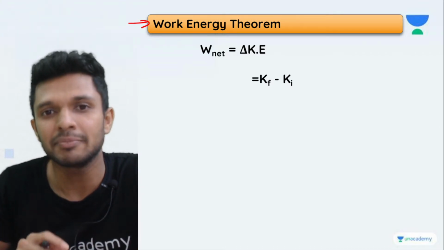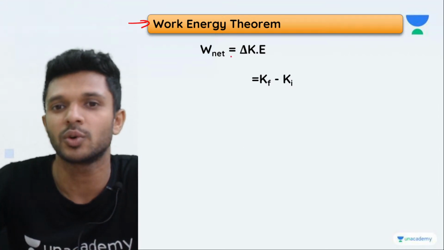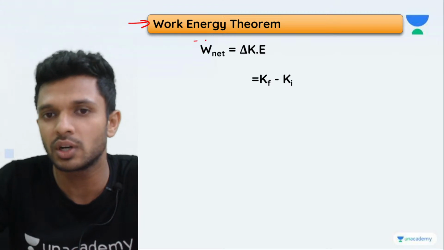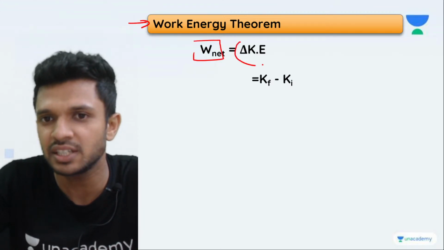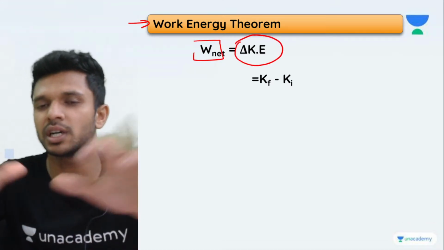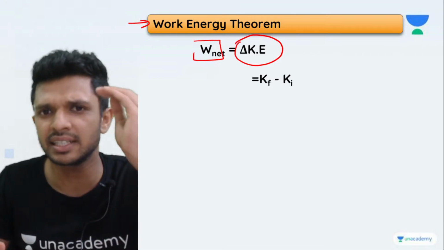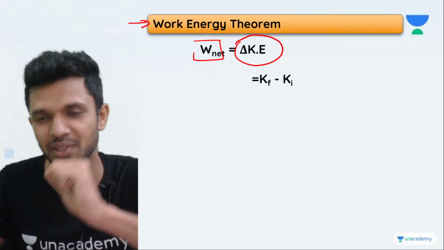Now, the equation for the work energy theorem says the total work done is equal to the change in kinetic energy. This is given in the work energy theorem. I know that you need an explanation, right? You need to understand it in depth. Don't worry, Ameer sir is there.